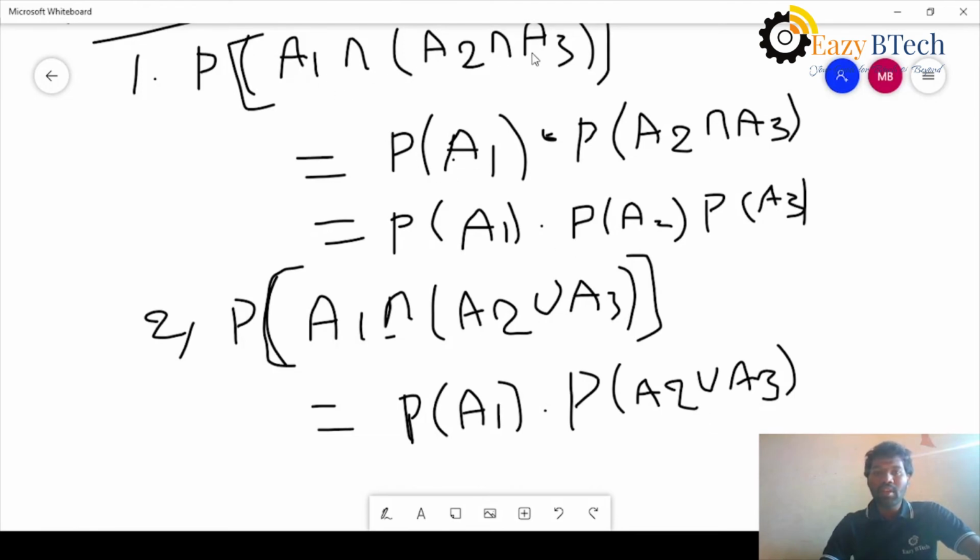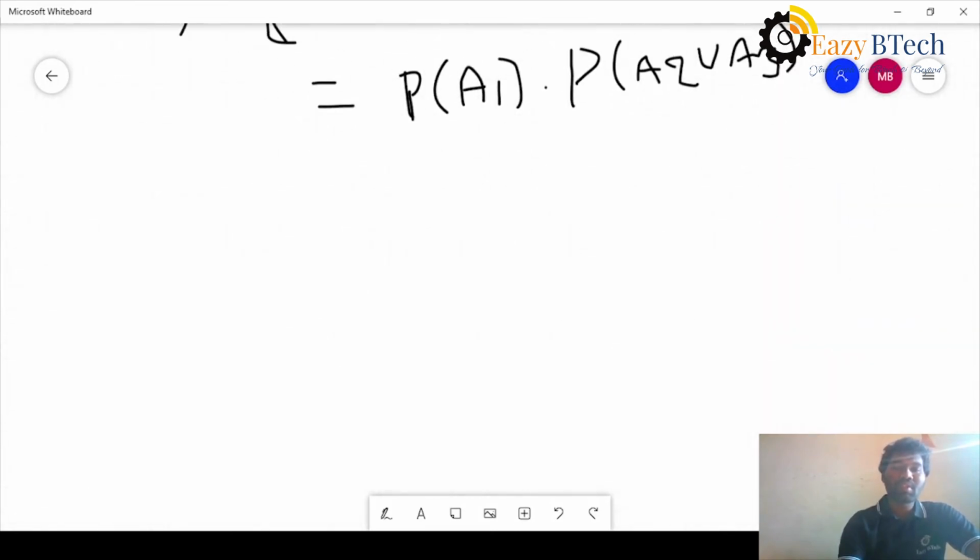And if ever all are intersections, A1 intersection A2 intersection A3, then it is P of A1 into P of A2 into P of A3. So these are the two properties of independent events. We'll see one problem on independent events, and after that we'll move on to the next topic.